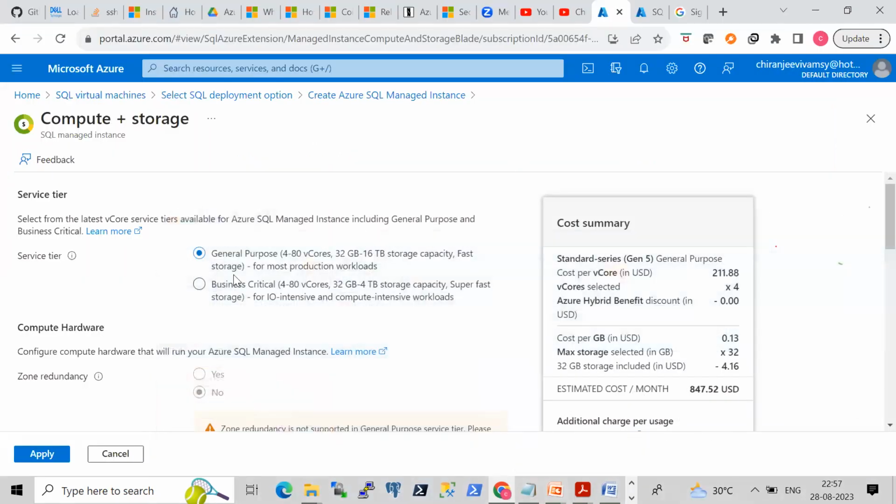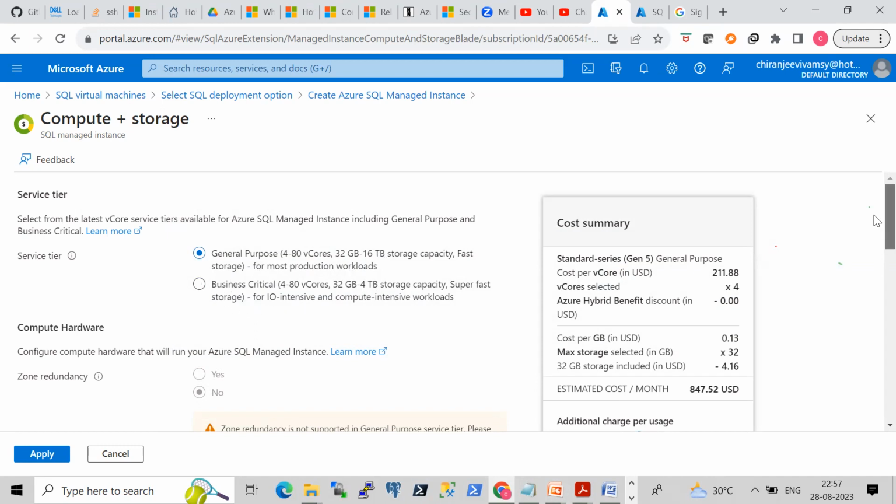Okay. So now we have certain limitations. What is the maximum size that is supported? We'll discuss the limitations and the maximum capacities, all those things. So I'm just letting you know, general purpose supports up to 16 terabytes. That is the maximum. And business critical supports up to 4 terabytes.